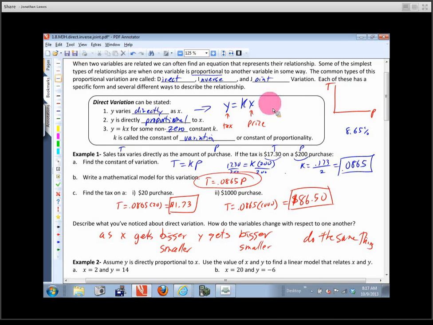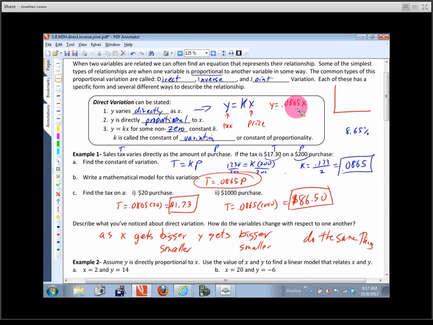So take a look at this. This would be y equals 0.0865 times x. So I'll use x's and y's. Okay. What would this be if I graphed it? Brandon was right. What shape is this? It's a line. Okay. Where does it cross the y-axis? What's its y-intercept? 0. Okay.